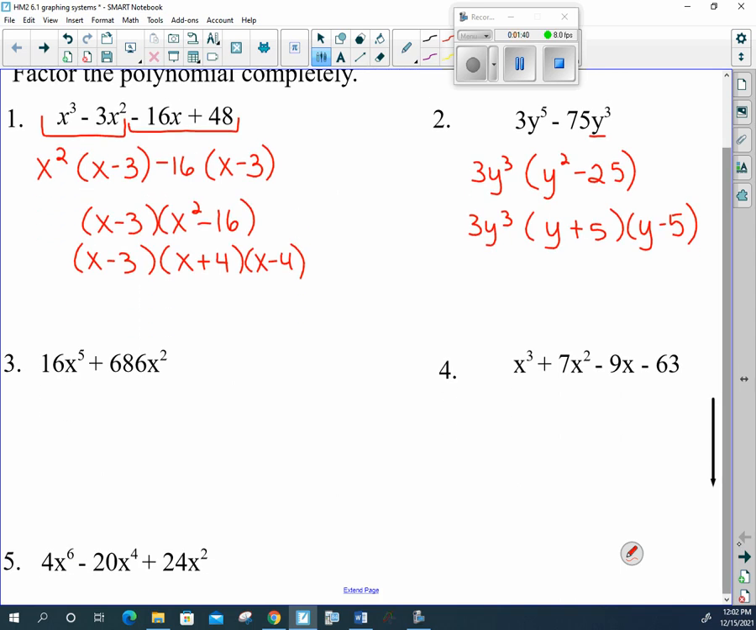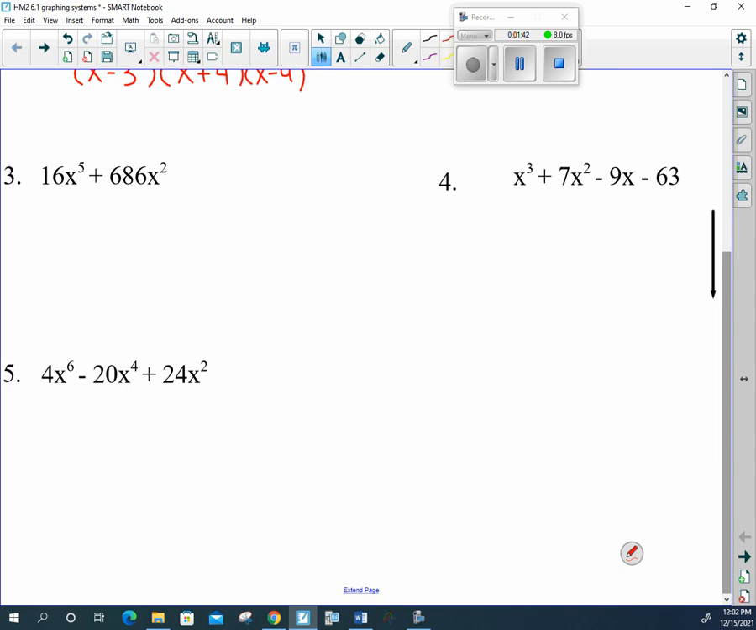Okay, question number 3. I've got 2 terms here, so once again, I'm looking on the end, and I notice that they've all got x squared, so I know I'm going to have an x squared. I would check to see if 16 divides into 686. It doesn't. I think the only thing that divides into both of those is a 2. They're both even, so your GCF is going to be a 2x squared, and that's going to leave you with 8x to the third plus 343.